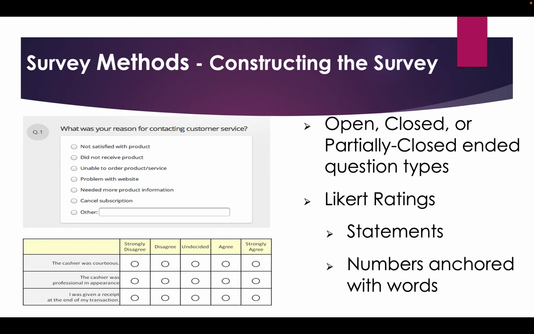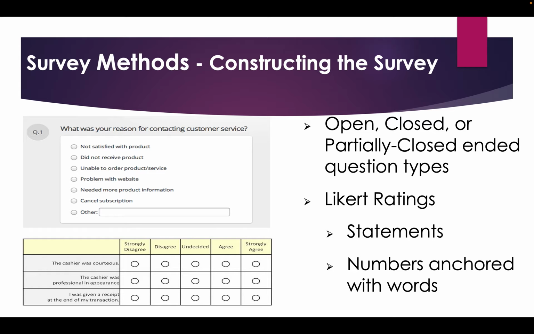Now, in a similar vein, the third one that we're going to talk about today is constructing a survey, so survey methods. Now, survey methods have a lot of variability. They can be open, closed, partially closed, all different types of questions. They can be Likert ratings, so statements, numbers anchored with words. We've talked about those before when we were talking about the different types of data.